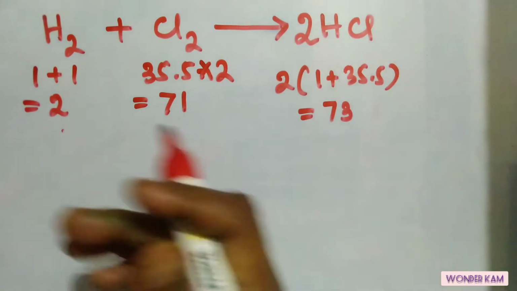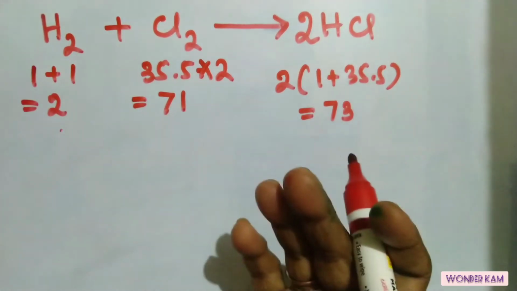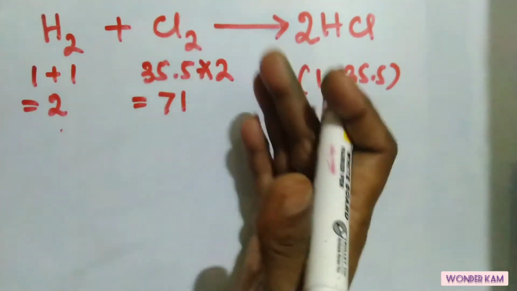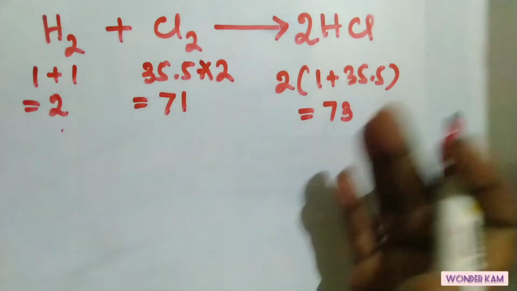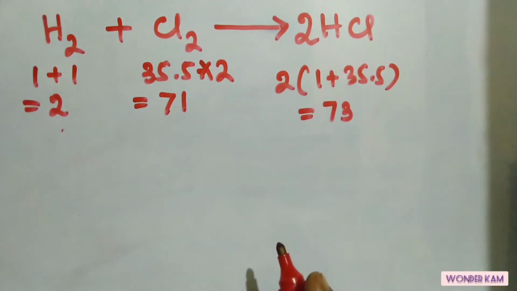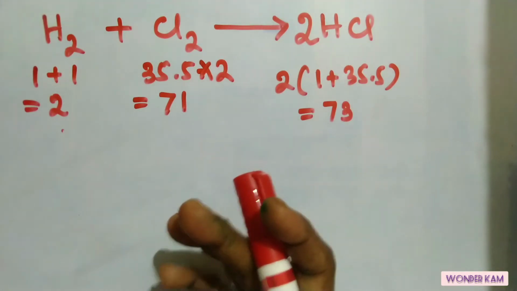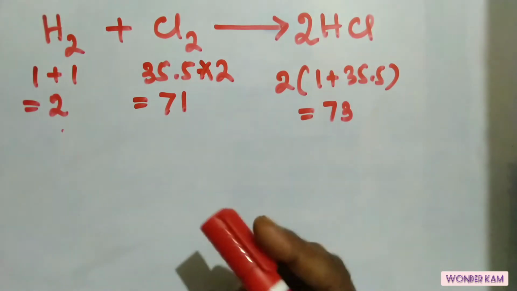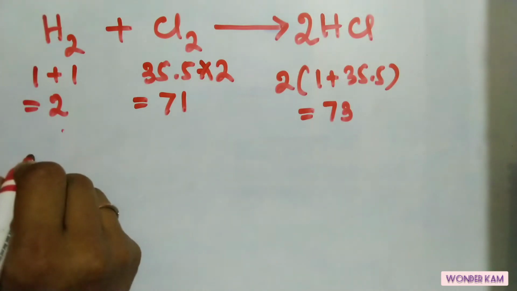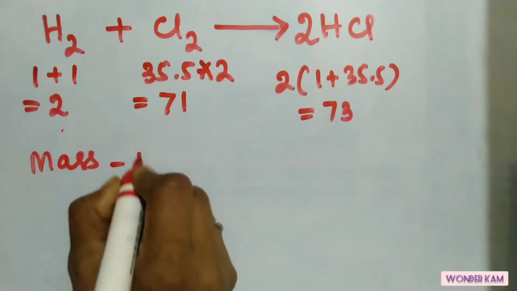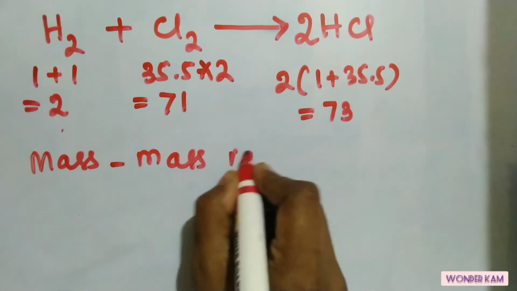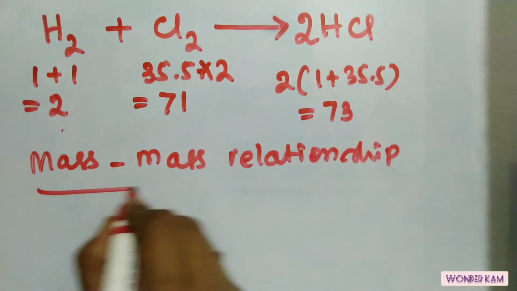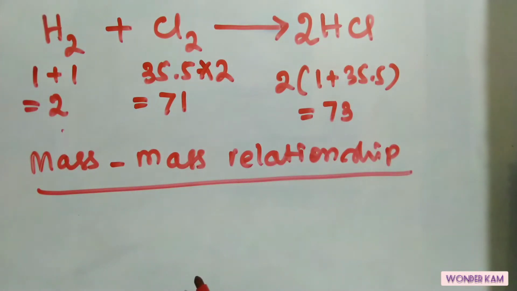If we consider volume, 1 volume of hydrogen reacts with 1 volume of chlorine to give 2 volumes of hydrogen chloride. That we will discuss one by one. Moreover, this concept would help us to solve different types of problems. So let's discuss one by one. The first one we'll discuss is the mass relationship, where we solve problems based on mass and mass relationship.